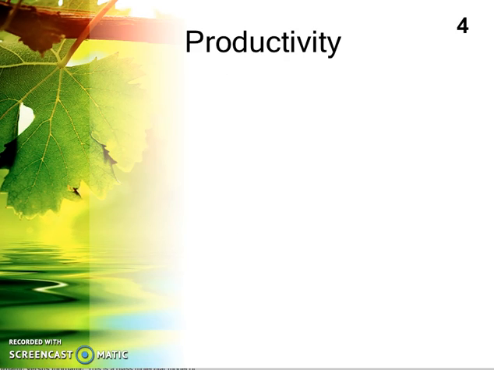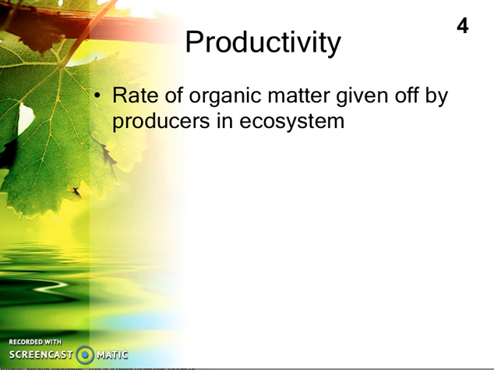Our next few slides are going to talk about things that are commonly studied in an ecosystem. So the first thing that we'll be talking about is something called productivity. And what that word means is the rate of organic matter that's given off by producers in an ecosystem. So many times ecologists, people that study ecology and ecosystems, study this rate of the amount of organic matter that's available.